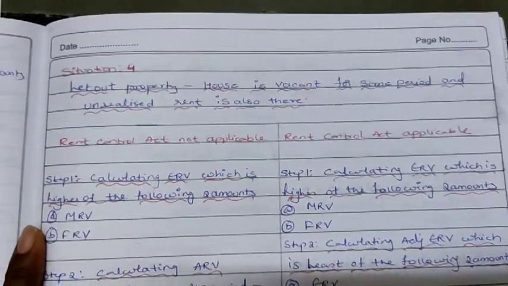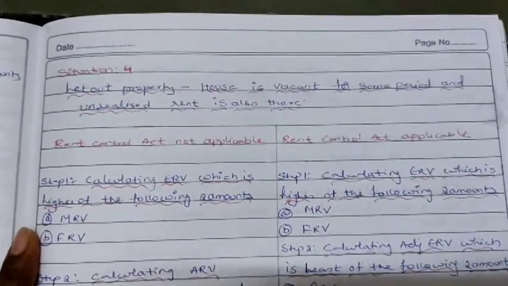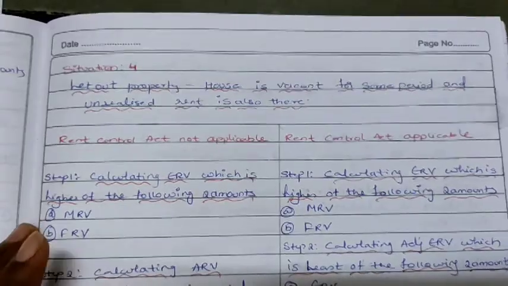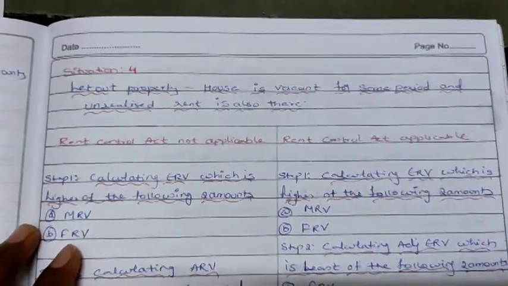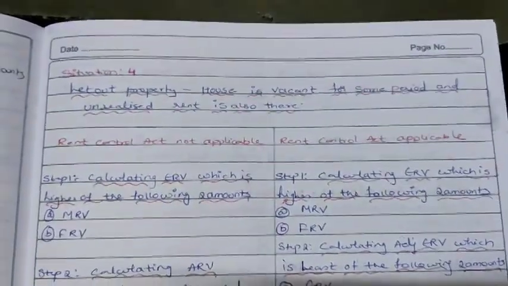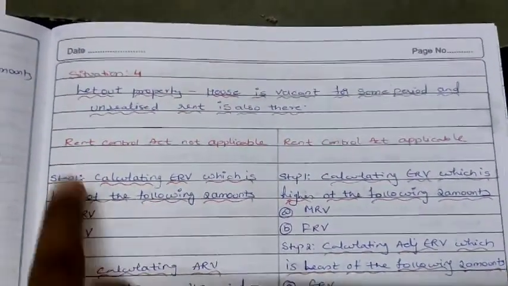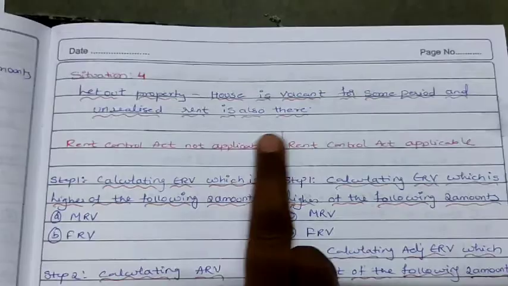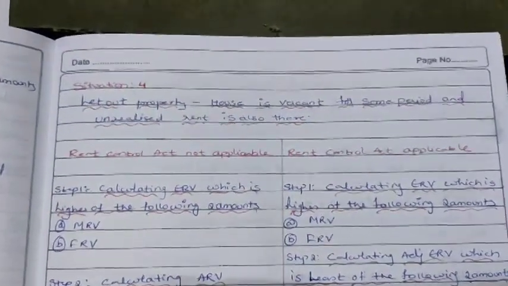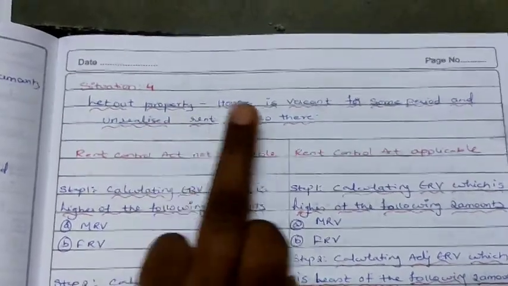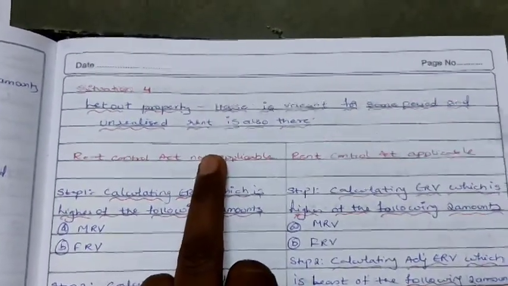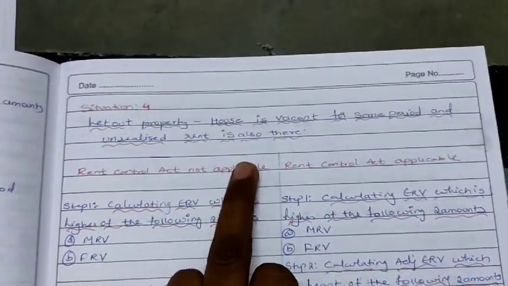The first situation is the house is totally let out. The second one is the house is let out and unrealized rent is there. The third situation is let out and vacancy is there. Now we are going to see that the house is let out, with vacancy and unrealized rent, totally three things. The house is let out and vacancy is there for some period and even unrealized rent is also there.